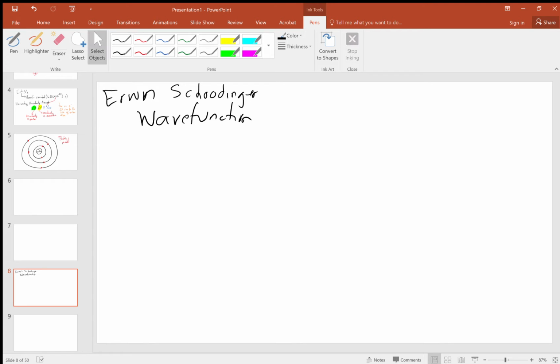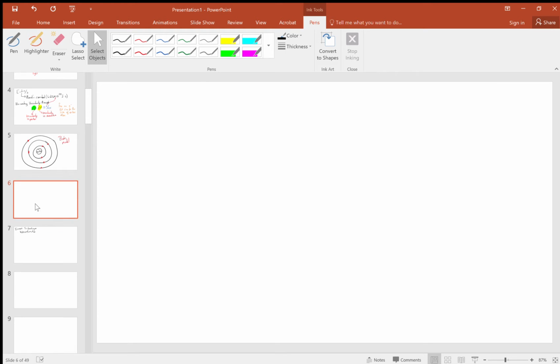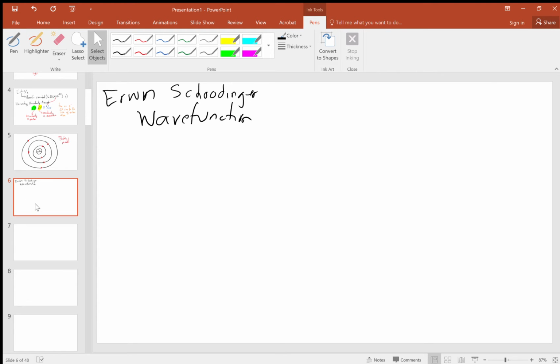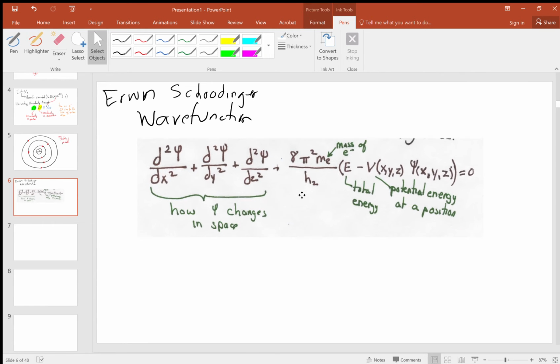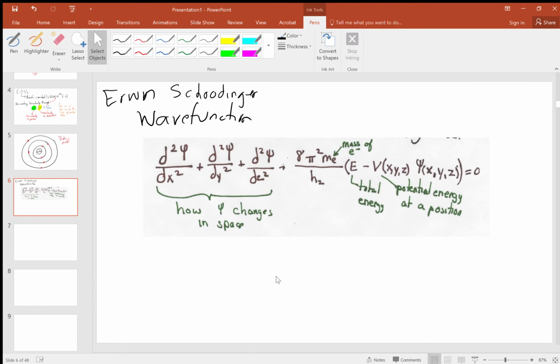All right, what does it look like? And I will warn you before I put this up that this is a pretty ugly looking equation, but don't be scared of it, because it's not an equation that you're going to be expected to know or to use in this course. And so there it is. And so what is in this equation?